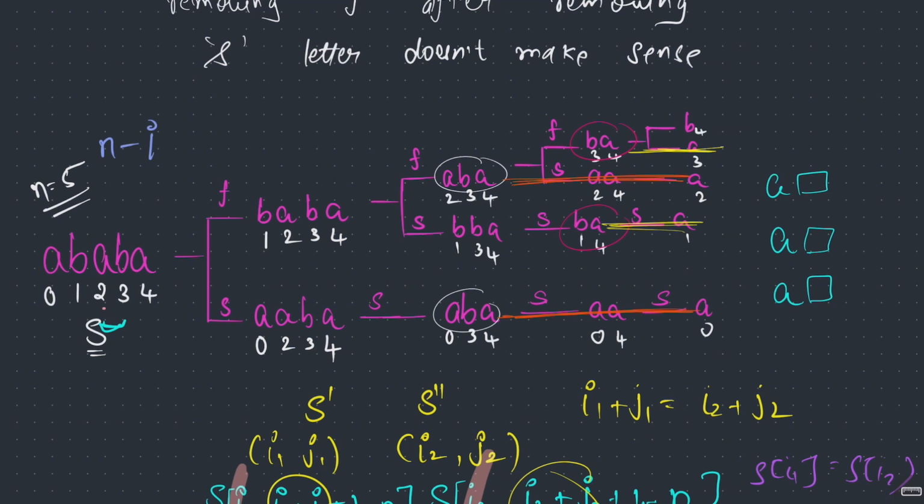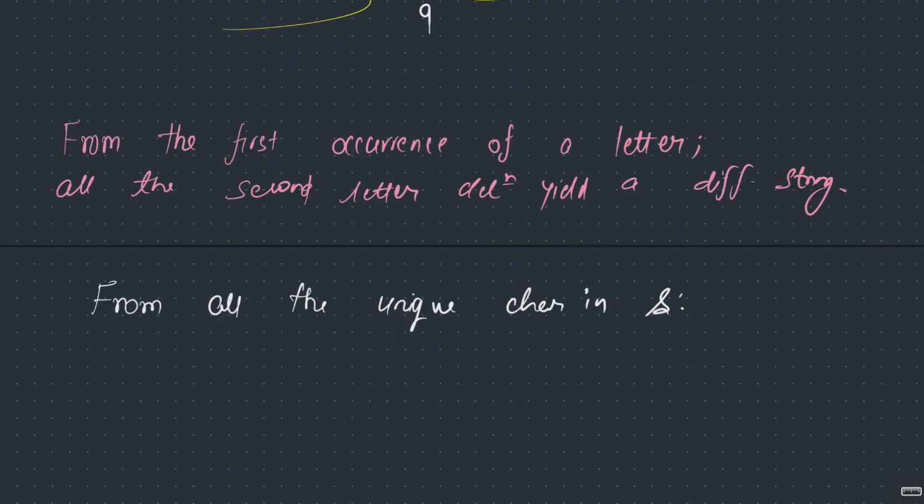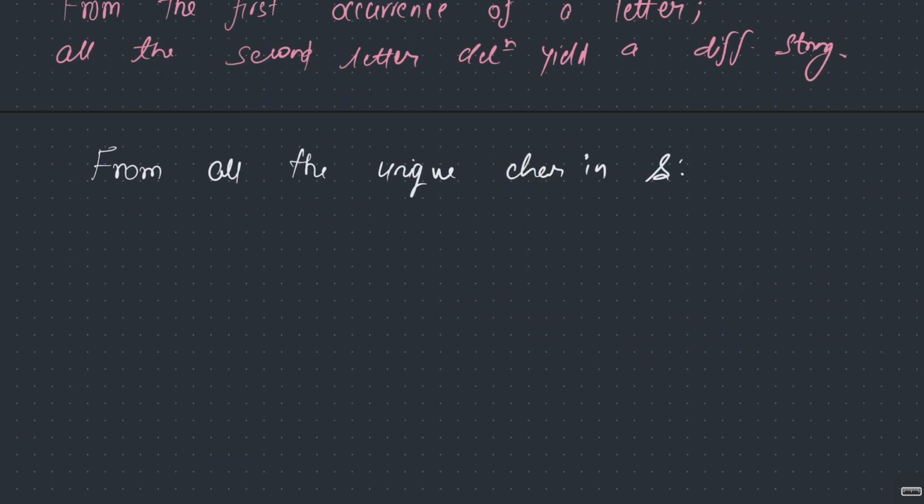If you want to see one more example, let's see. The first occurrence of B, how many second letter deletions are there? 1, 2, 3, 4. So it is again n minus I only, 5 minus 1, 4. So that's that, right? All in all, what it says is, from all the unique characters in S, find out how many second letter deletions are possible, and this will give you unique strings.